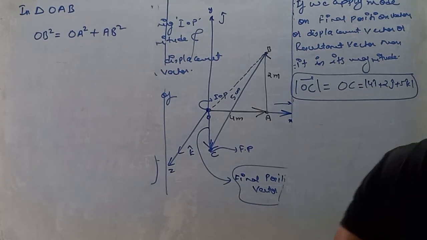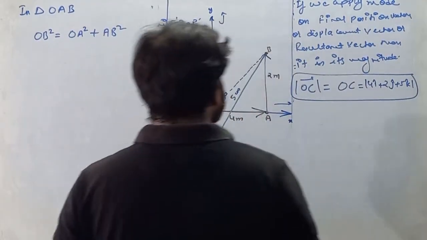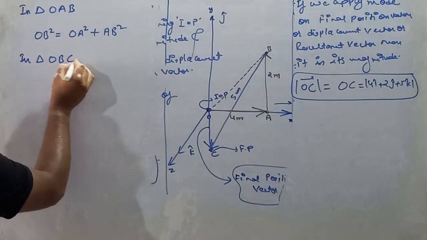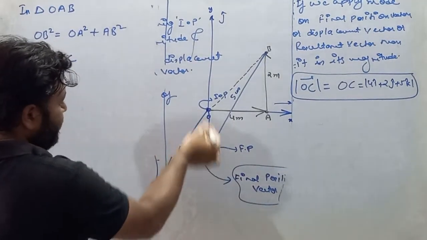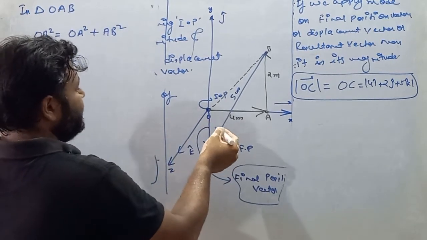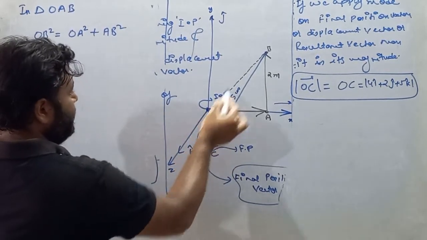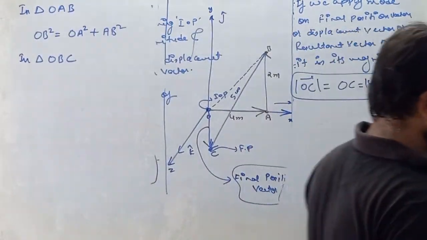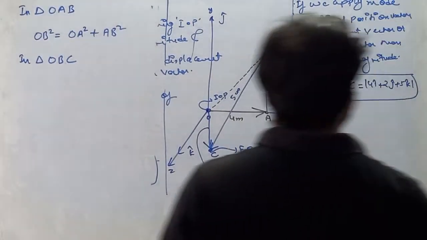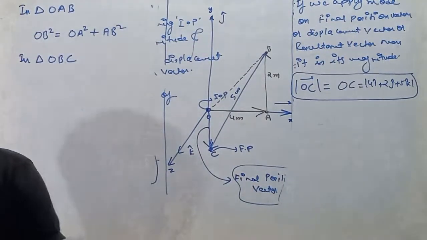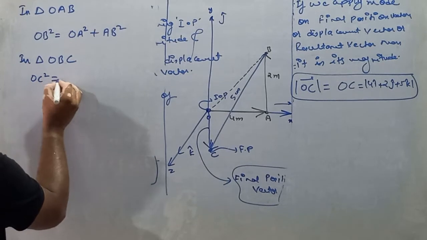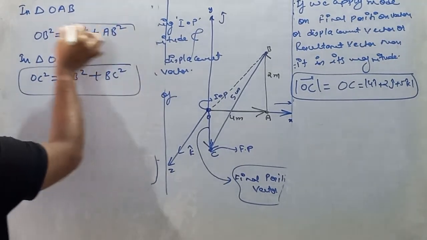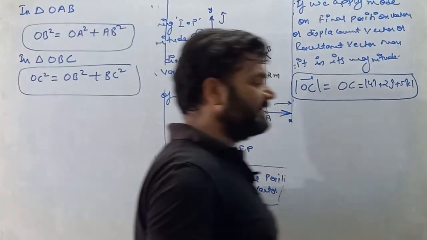Similarly, in triangle OBC, now see, my dear student, OC square is equal to, in triangle OBC, try to find how it will be. It is OC square is equal to OB square plus BC square. So we have two different triangles. I hope you all understand this point.